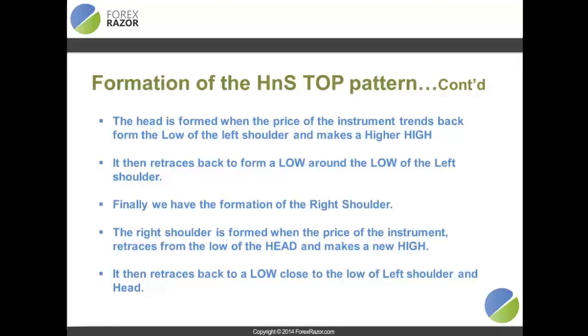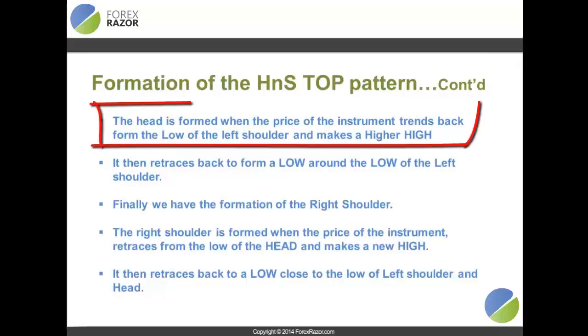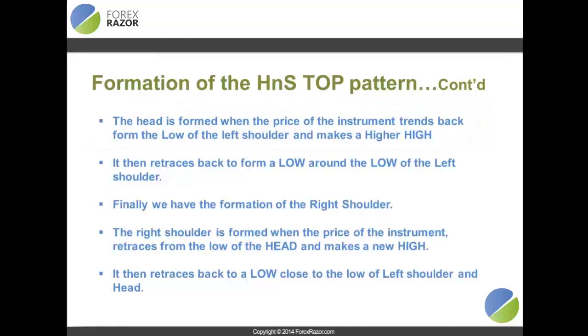The head is formed when the price trends back up towards higher price levels from the low of the left shoulder and makes a higher high. It then retraces back to form a low close to the low of the left shoulder. This completes the formation of the head. And finally, we have the formation of the right shoulder.